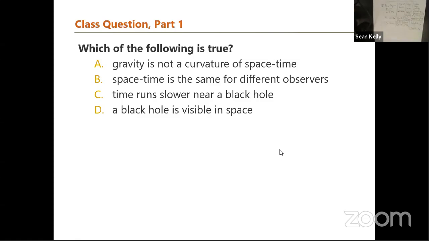Okay. And the answer is the only one that's correct. All the other three are definitely wrong. Time runs slower near a black hole. And what the heck does that even mean, right? So we'll talk more about that. That's coming up actually on Thursday, not today.